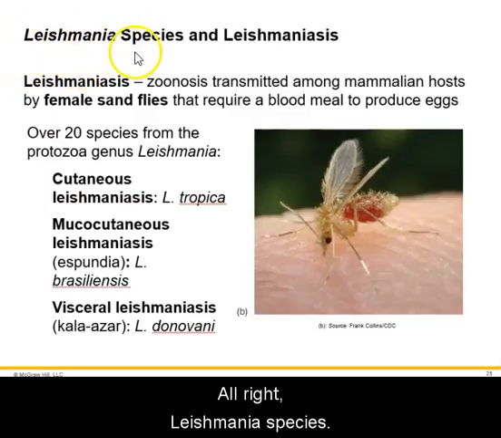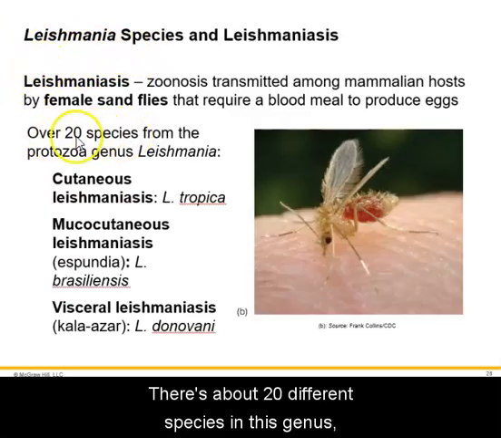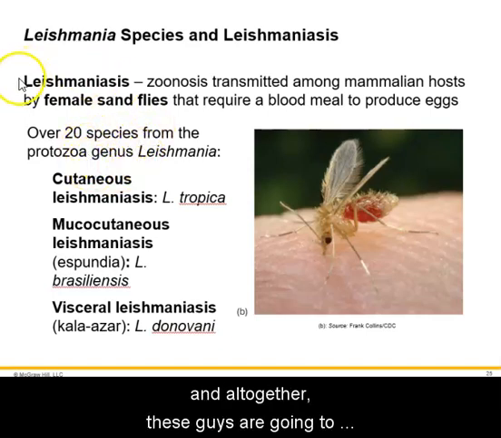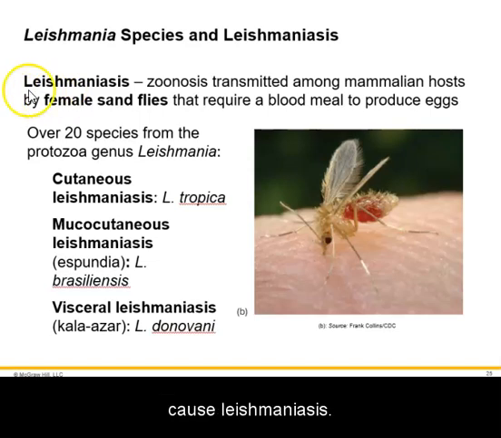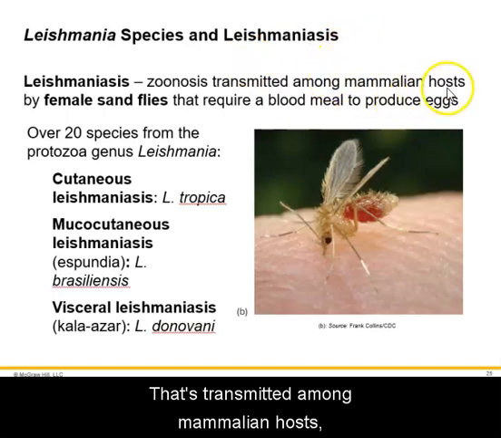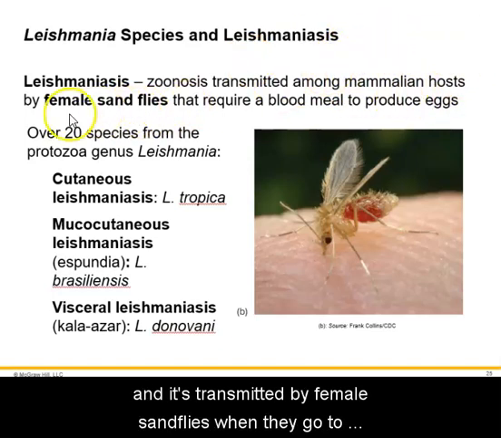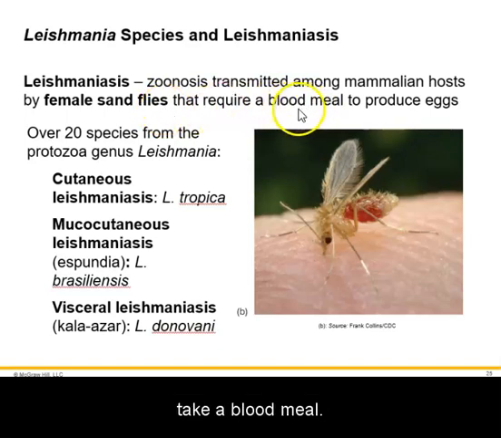All right, Leishmania species. There's about 20 different species in this genus. And altogether, these guys are going to cause leishmaniasis. Leishmaniasis is a zoonosis, and it's transmitted among mammalian hosts. And it's transmitted by female sandflies when they go to take a blood meal.